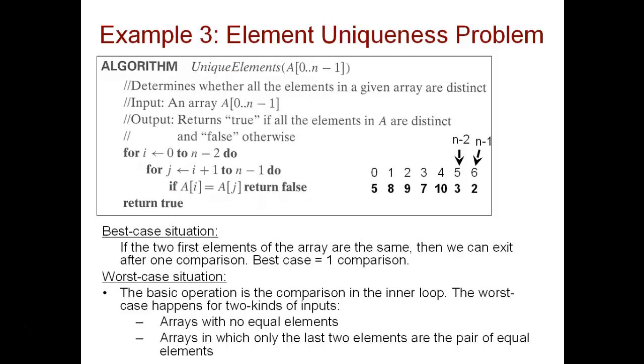The problem given here is you have an array of elements and you want to decide whether the array has unique elements or not. What I mean by unique elements is no element should appear more than once. If even one element appears more than once, the array is said to be not unique. So we want to design an algorithm for this purpose.